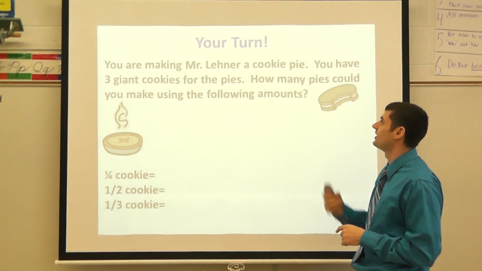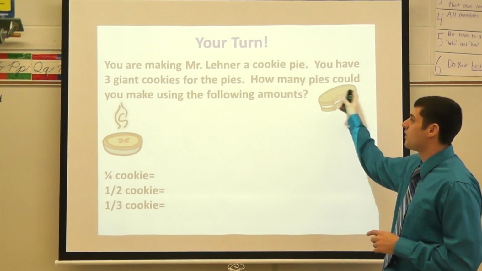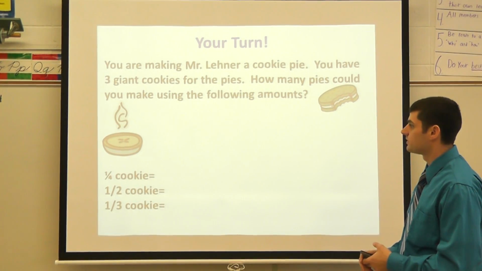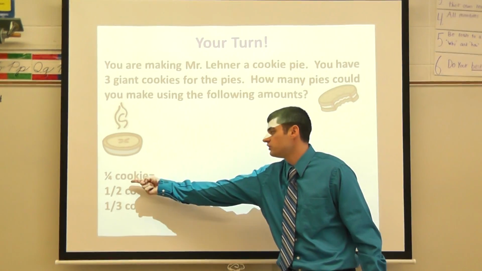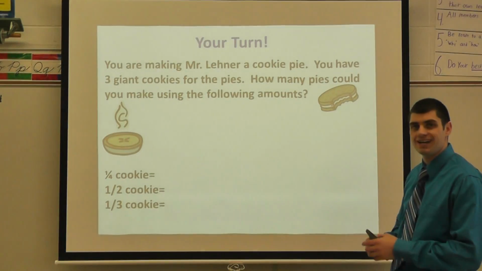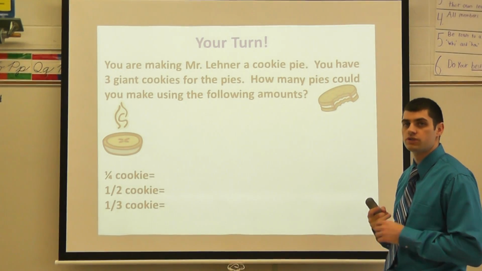But you're making Mr. Lehner a cookie pie. You have 3 giant cookies for the pies. How many pies could you make using the following amounts? Okay, so you're going to make me some cookie pie. Imagine you have to use 1/4 of a cookie, a half a cookie, and 1/3 of a cookie to make the pies. How many pies could you make using those amounts?